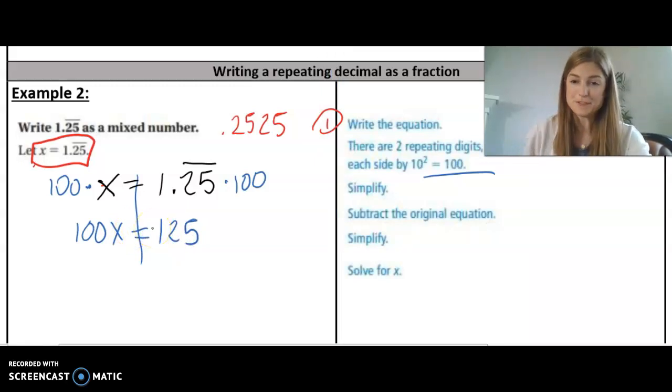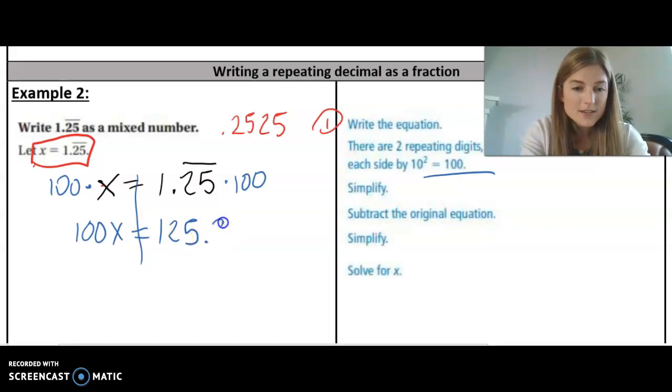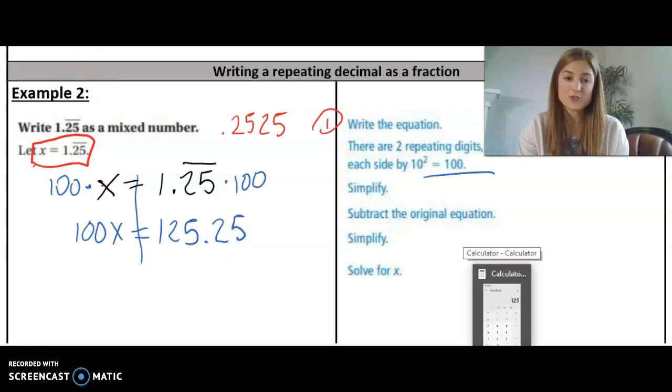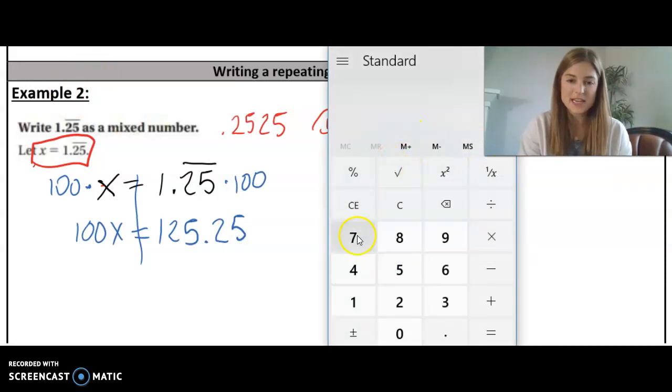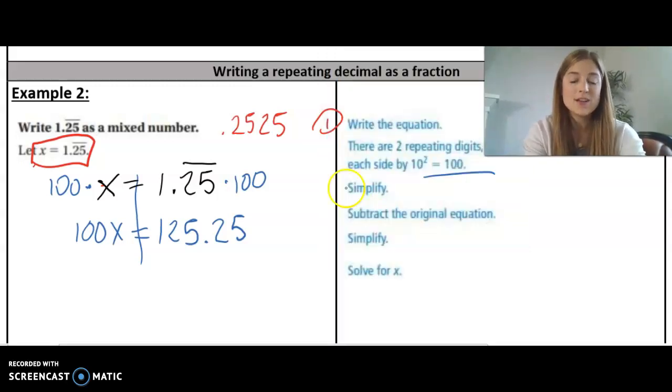But be careful. Is it 125? No, because really the next two digits are 0.25. Think about it, I should have really typed in 1.25252525 and so forth times 100 to actually get the number that I wanted. So don't make that mistake that I just did on accident. So continuing this out, we simplify it. We did that. Now we need to subtract the original equation.